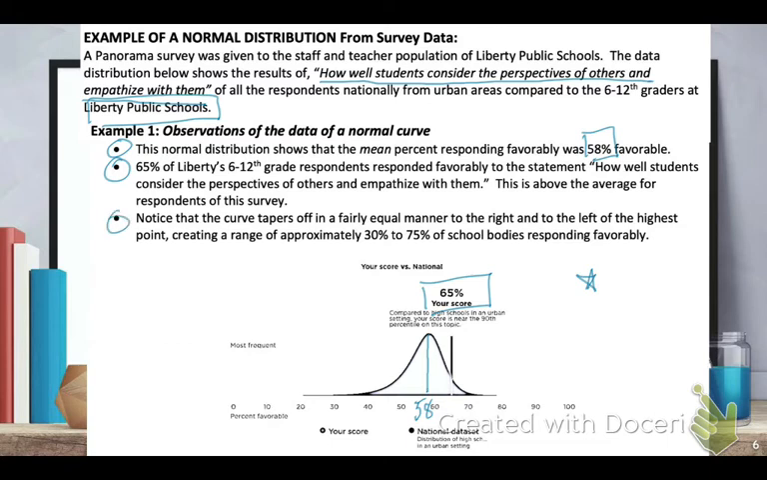So the third bullet point says, notice the curve of the values tapers off in a fairly equal manner to the right and to the left of the highest point of that 58%, creating a range of approximately 30% to 75%. So if you're an administrator, just looking at this data, you can know that the school district's students responding the lowest would be about 30% and up to 75%. So at a glance, these data displays, these curves, can help us interpret and understand data, especially when it has comparisons for our data compared to others.